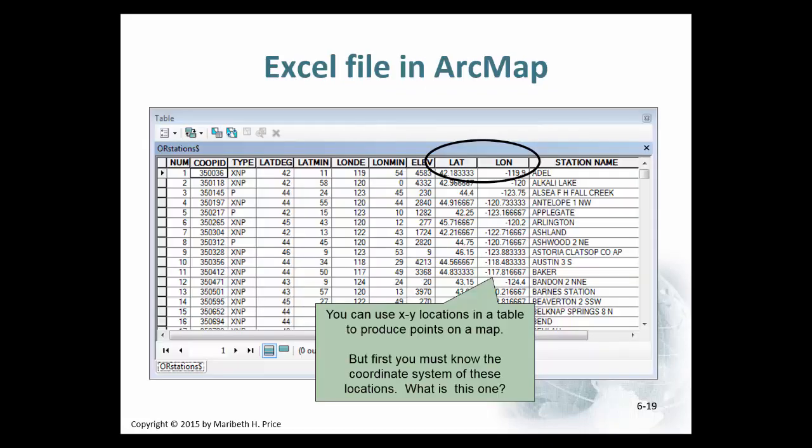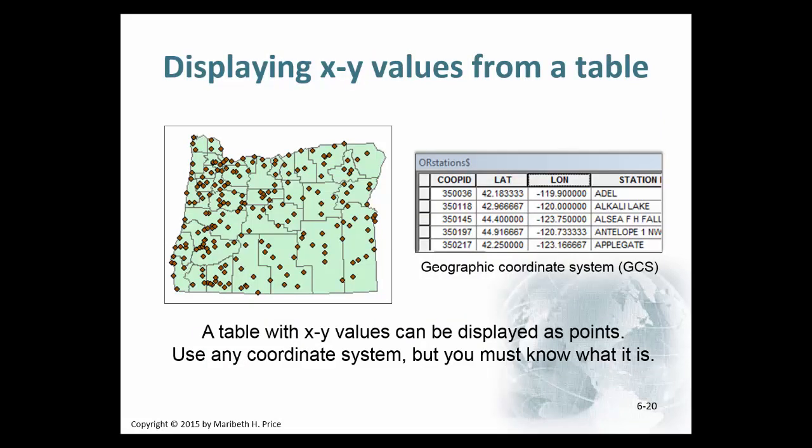You can use information from a standalone table to produce XY points. In this example, the table has latitude and longitude fields. ArcMap can easily create points at those locations. Just be aware of the coordinate systems. A table with XY values can be displayed as points, but you have to know what the coordinate system is.